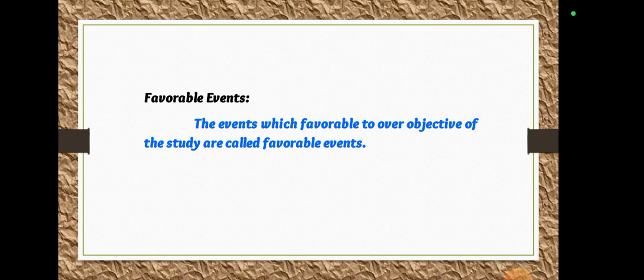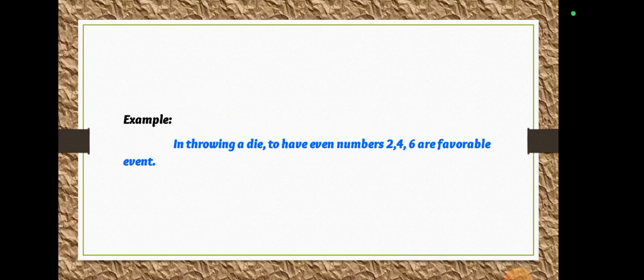Favorable events. The events which are favorable to our object of study are called favorable events. Example: in throwing a die, the even numbers 2, 4, 6 are favorable events. Because in a die we have 6 faces, but they are asking to find the even number. The even numbers are 2, 4, 6. Therefore, our favorable cases are 2, 4, 6.